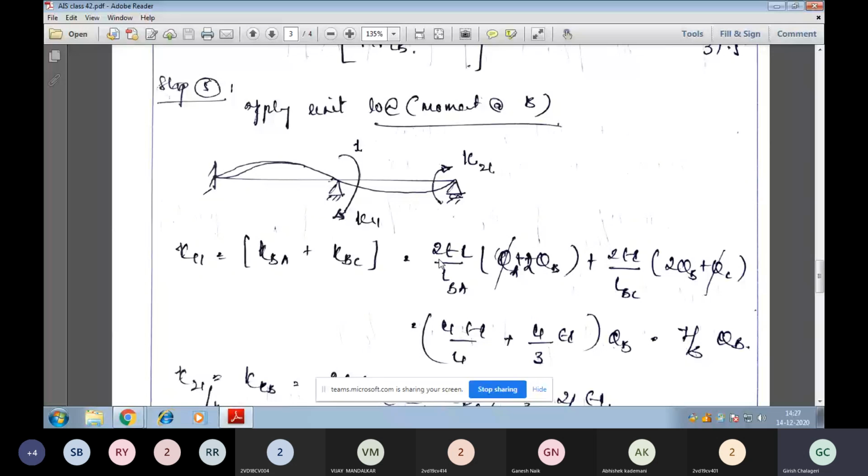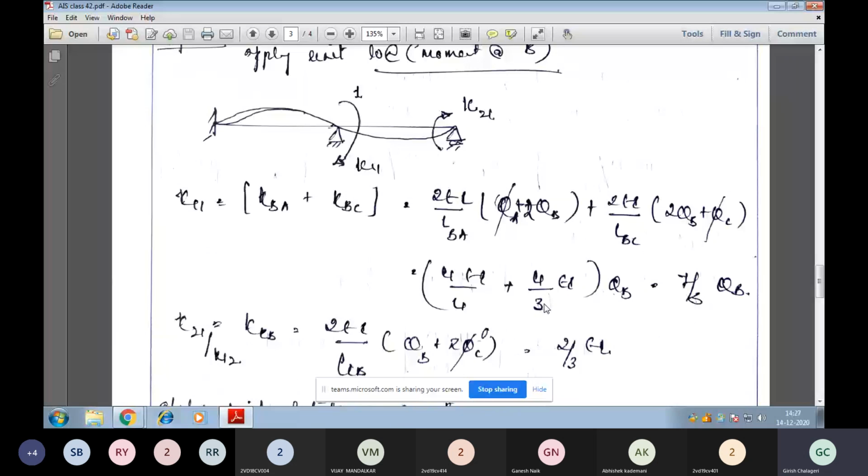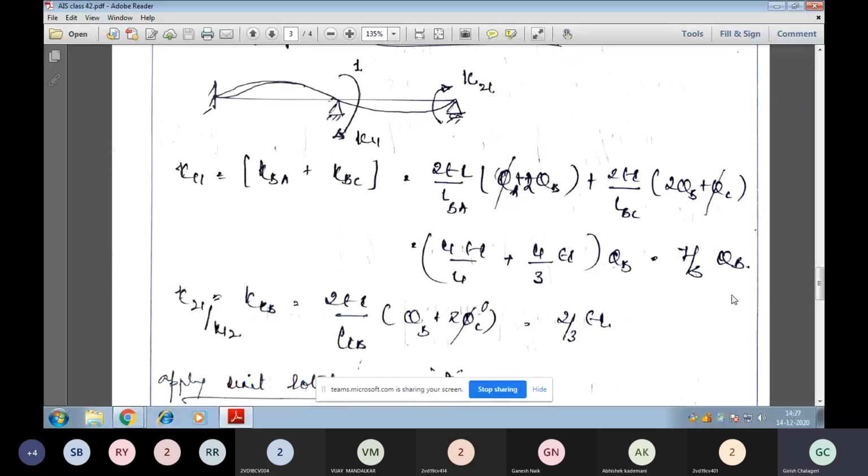We are left with 2EI into 2, that is 4EI theta B divided by 4, plus 2 2s are 4, 4 theta B EI divided by 3. So we get 4EI by 4 plus 4EI by 3, with theta B taken common. When we take the LCM, we get a total of 7 by 3 EI theta B. So this is the stiffness of joint B, that is K11, when a unit load is applied at K11.